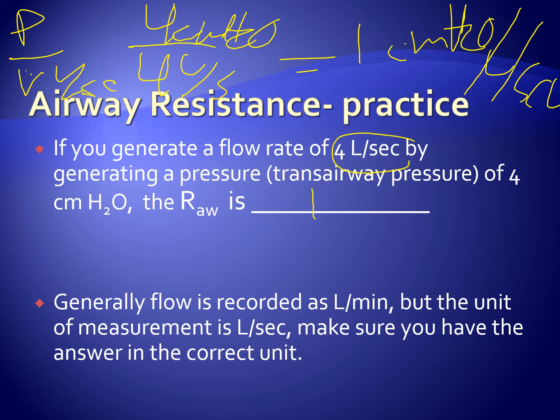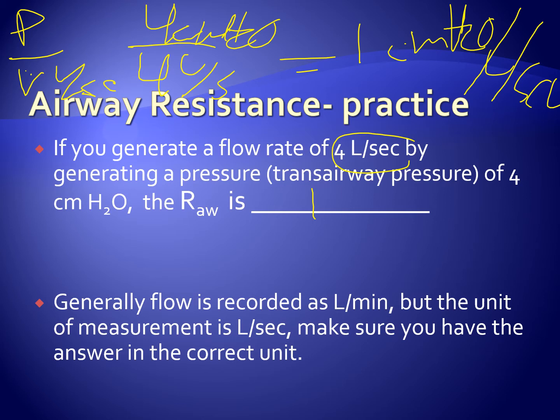So here's my thing. I'm going to ask you to calculate this, and then I'm going to give you the question. All right, you just calculated this. Is this normal, high, or low? So we're looking at this. What's a normal? Well, a normal is 0.5 to 1.5 centimeters of water per liter per second. So this is a normal airway resistance.